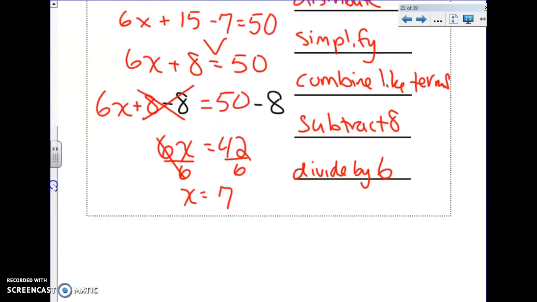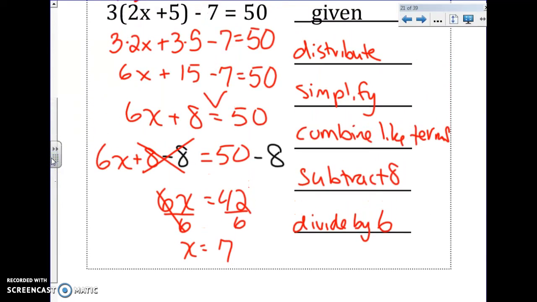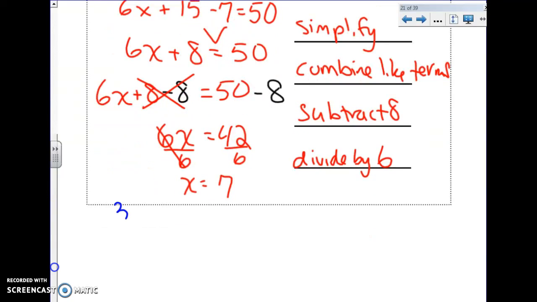And of course, I always want you to go back and check to make sure it's a solution because I want you guys to all get hundreds. So, does 3 times 2 times 7 plus 5 minus 7, this should be in big parentheses, like that, sorry. Does 3 times (2 times 7 plus 5) minus 7 equal 50?